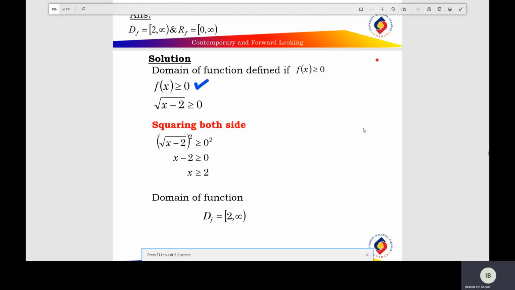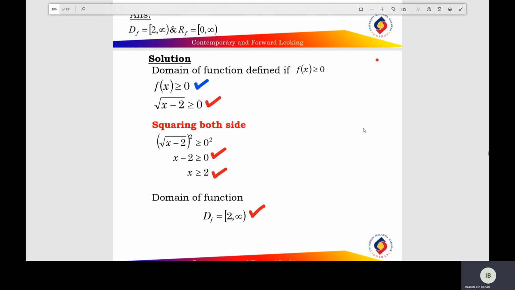The square root of x minus 2 is greater than or equal to 0. And you square both sides. And the left hand side equals x minus 2 greater than or equal to 0. And the value of x is greater than or equal to 2. The domain of the function starts at 2 to positive infinity. And you write down the answer here using the semi-open bracket, 2 to positive infinity.